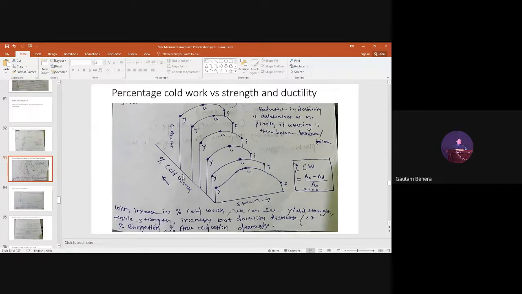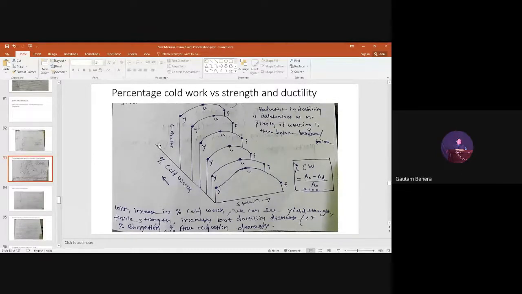With percentage cold work. Percentage cold work means, you understand, I am deforming my metal plastically. So in this direction, I am deforming more and more and more. The cross-sectional area on deformation increases or decreases? Let me ask. Adarsh Naik, the cross-sectional area decreases or increases with plastic deformation? Sir, I think it increases. It increases, what you are saying.